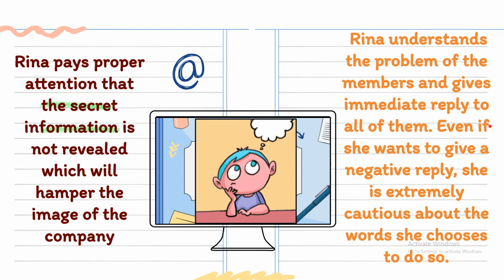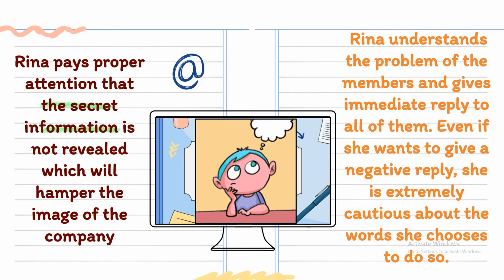Can any of my students read the situation given on the left hand side? Rina pays proper attention that the secret information is not revealed, which will hamper the image of the company. So reading this situation, what do you understand? What are the precautions being taken by Rina, dear students?